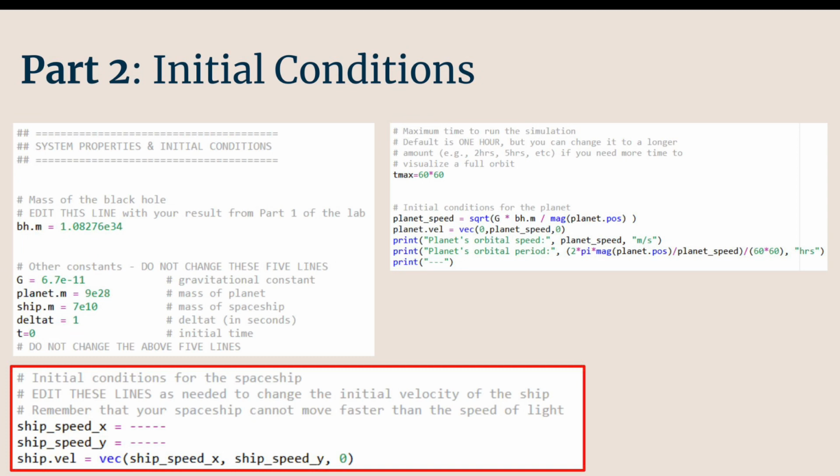Moving on to part 2, in our initial conditions, we can set the mass of the black hole from the results in part 1. The other constants like G and the mass of the planet and the ship are already set. As for the initial conditions for the planet, it's already been set and doesn't need to be edited. However, the initial conditions for the spaceship have not been set yet. After we finish writing the code in the calculation loop, we can edit the values to find what the spaceship's initial velocity needs to be to avoid crashing.